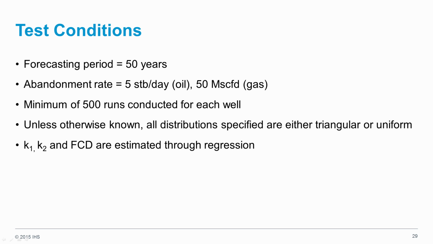Unless otherwise known, all distributions specified were either triangular or uniform, and our inner zone permeability, K1, along with our matrix permeability, K2, and our fracture conductivity were used as regression parameters. This means that while other reservoir parameters that I'll go through later are being assigned distributions, these three parameters are being used to regress to match the history for each run.